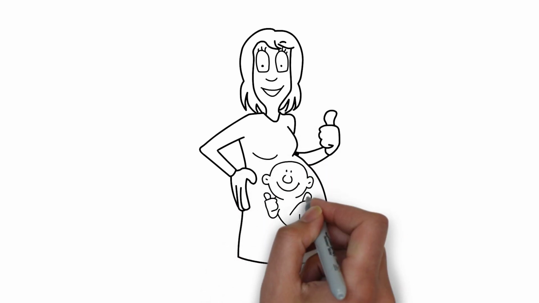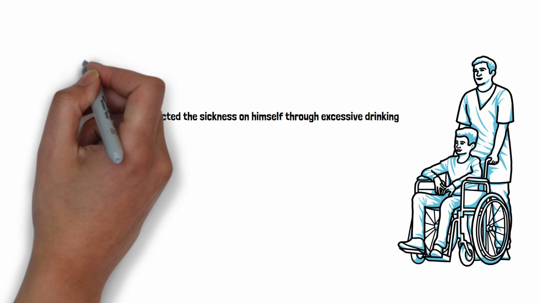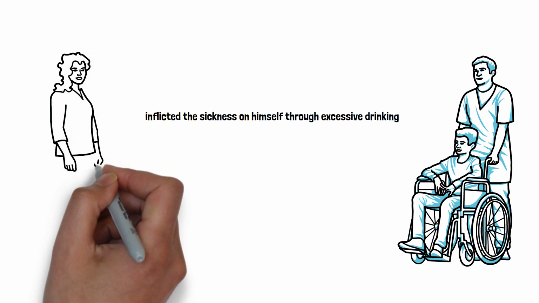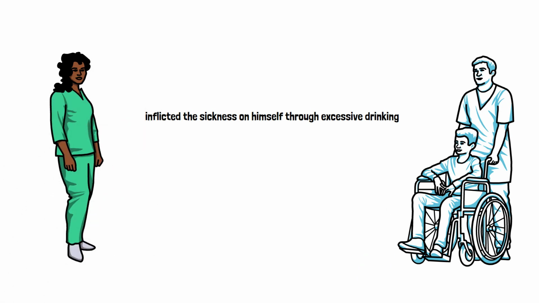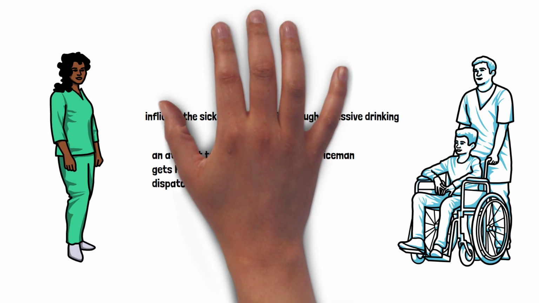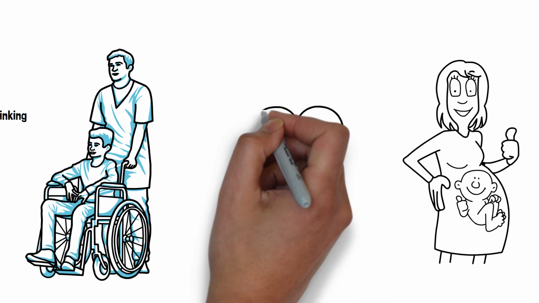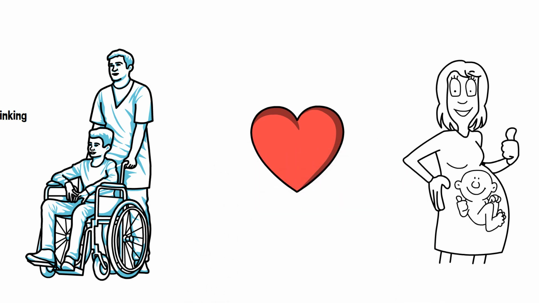The next day, Henry is diagnosed with jaundice, and the hospital's supervisor, Miss Van Campen, accuses him of inflicting the sickness on himself through excessive drinking. Miss Van Campen, believing Henry's illness is an attempt to dodge his duty as a serviceman, gets Henry's leave cancelled, and he is dispatched to the front once the jaundice has cleared. Catherine and Henry promise their mutual loyalty as they split.